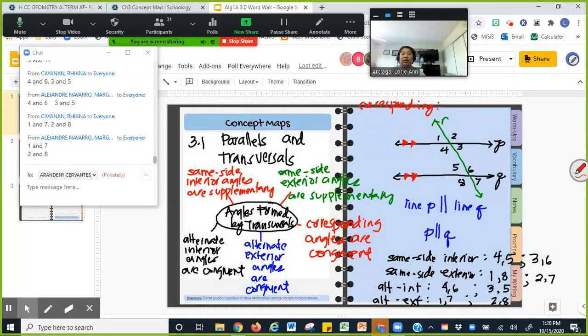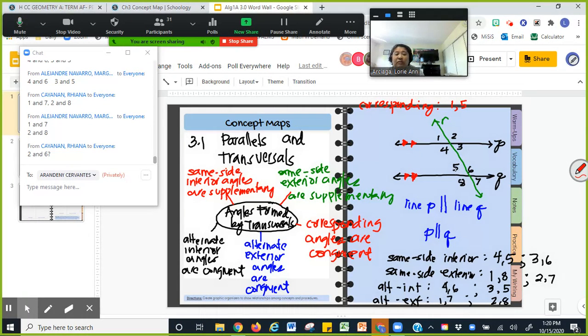For corresponding angles, let's write those down. They are on the same side of the transversal, but one should be in the exterior and the other must be in the interior. So for example, if I begin with 1, the partner of 1 is 5. Imagine I'm sliding this second line upward, so the 5 goes to 1. So 1 is in the exterior while 5 is in the interior.